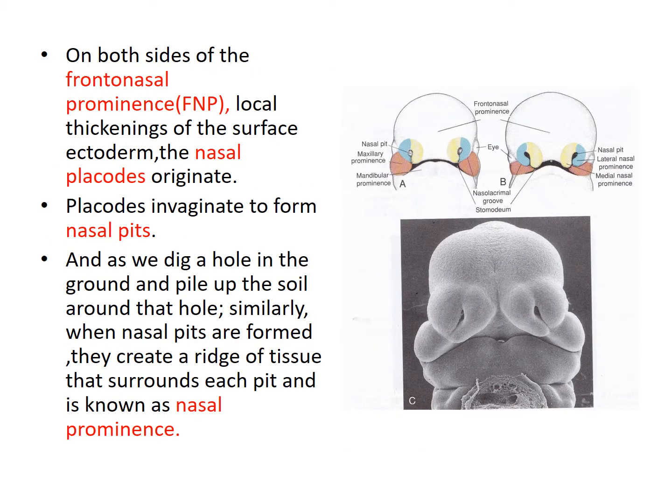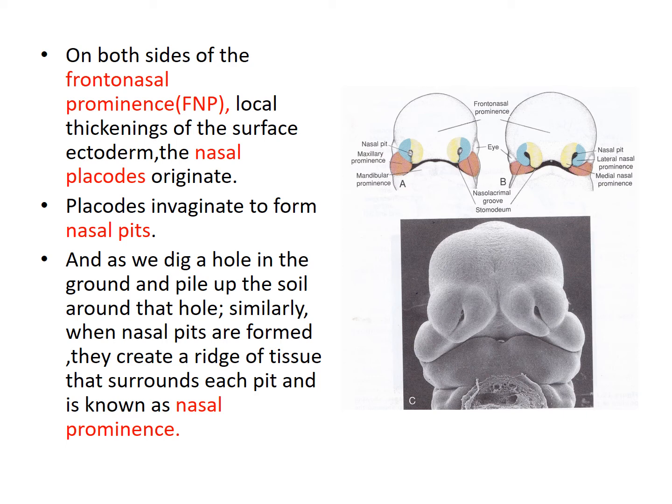Now, on both sides of the frontonasal prominence, local thickenings of the surface ectoderm appear, known as nasal placodes. These nasal placodes invaginate to form nasal pits. Here you can see the nasal pits, and surrounding these pits, as we dig a hole in the ground, pile up the soil around that hole. Similarly, nasal pits are formed. They create a ridge of tissue that surrounds each pit and is known as nasal prominence.